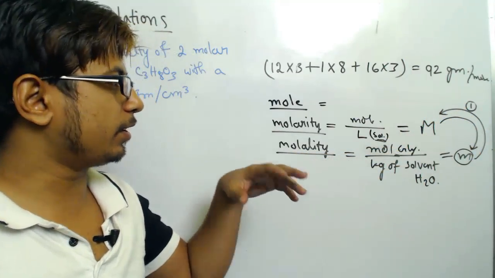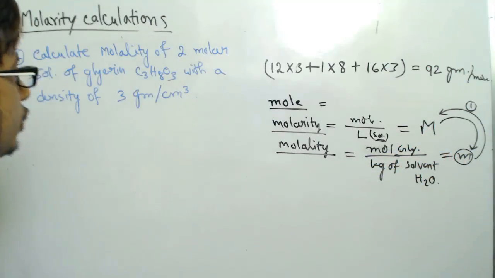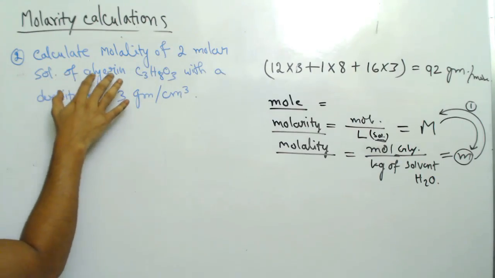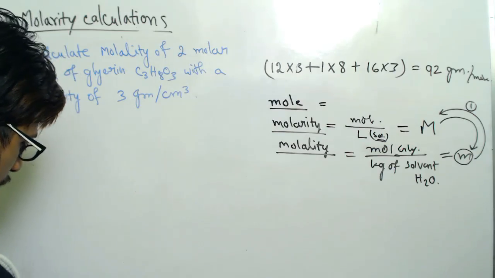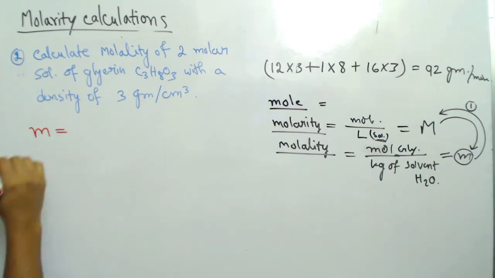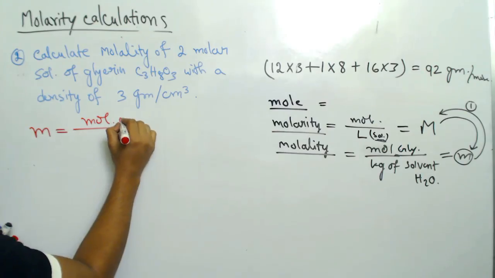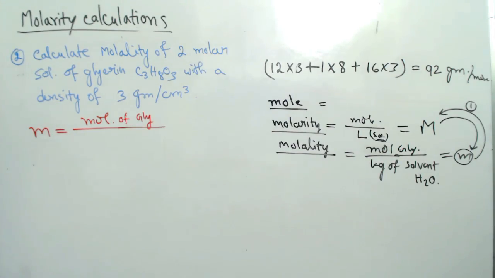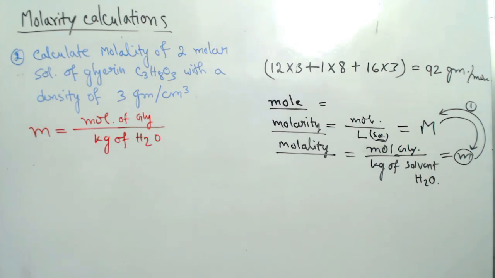And this part will be converting the capital M into small m, or molarity into molality. So the question is, calculate the molality of 2 molar solution of glycerin with a density of 3 gram per cubic centimeters. So again, like always, we now need to calculate small m, or molality. So molality equals the moles of, in this case, the glycerin divided by the kilogram of water that is present.